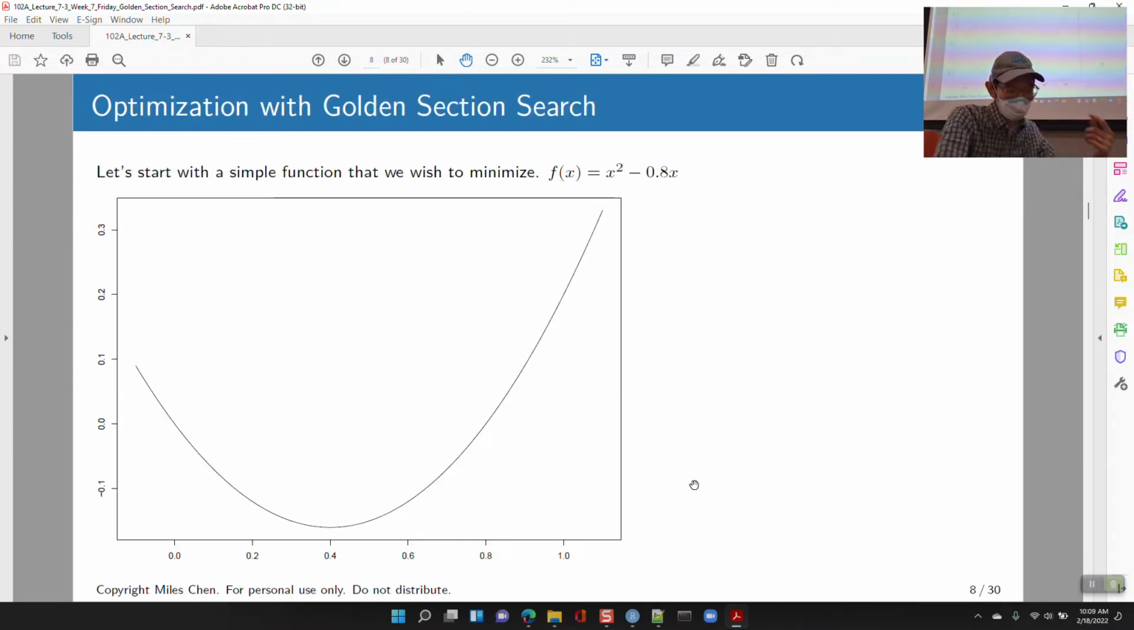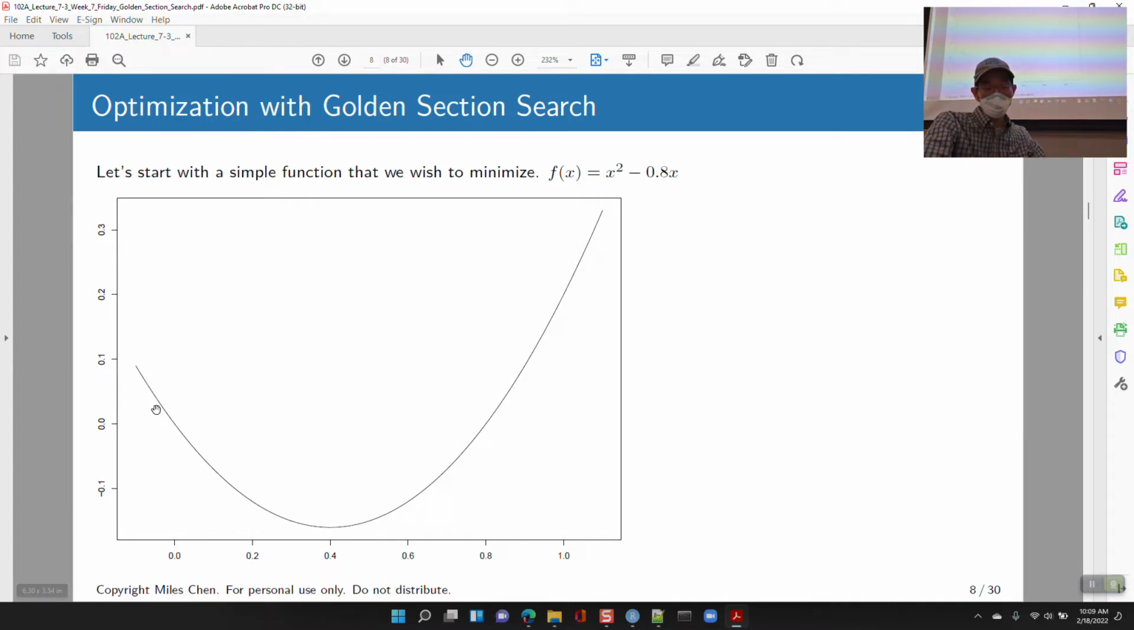So we're going to do this golden section search, and let's say we wanted to find the minimum of this function here. This is x squared minus 0.8x, and I'll just tell you the minimum's at 0.4.